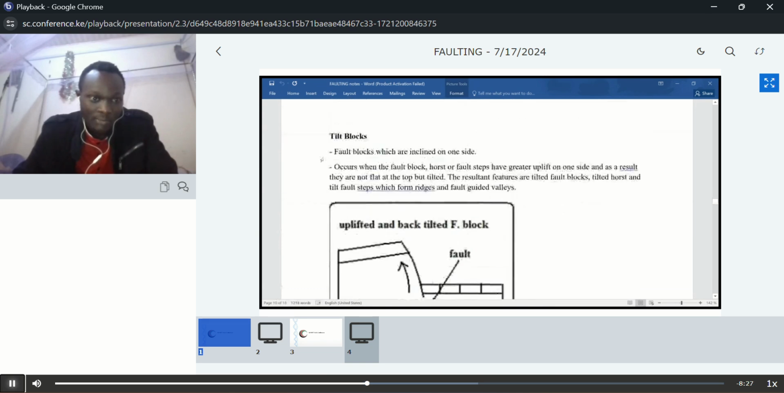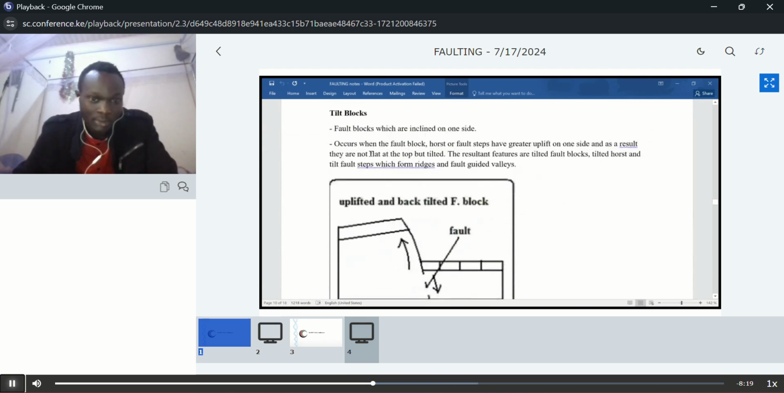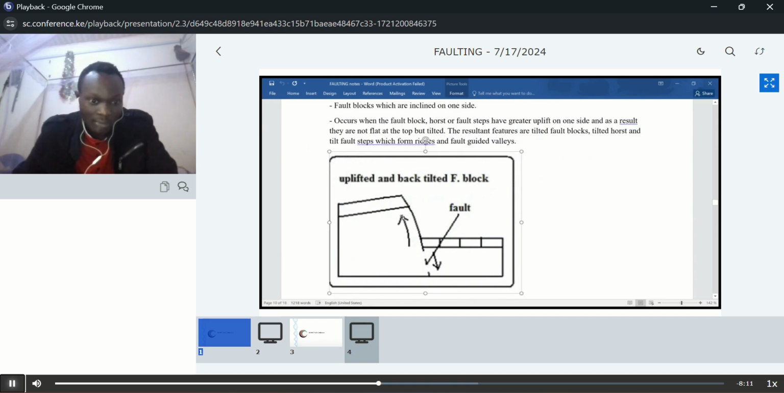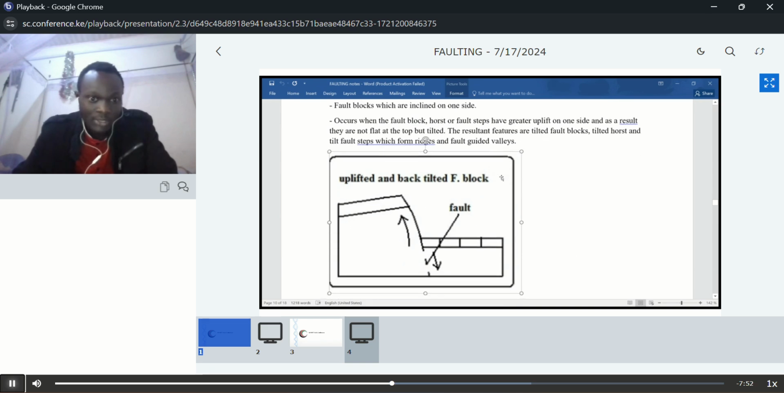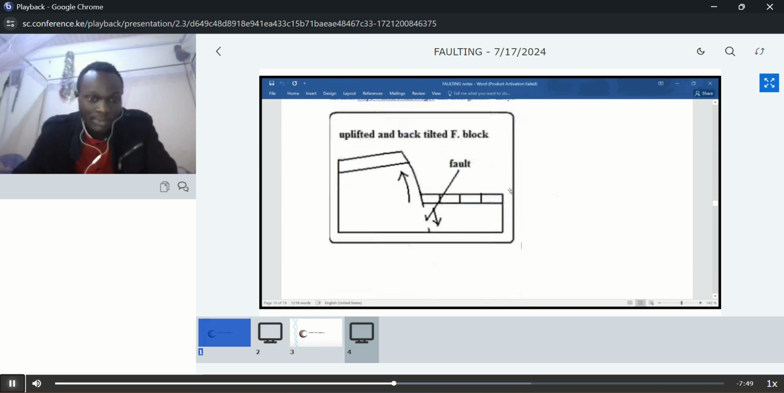We have tilt blocks, fault blocks which are inclined on one side. The tilt blocks occur when the fault block, horst, or fault step has a greater uplift on one side. As a result, there is no flat top but a tilted one. So this top part becomes tilted. The resultant features are tilted fault blocks, tilted horsts, and tilted fault steps, which form ridges and fault-guided valleys.